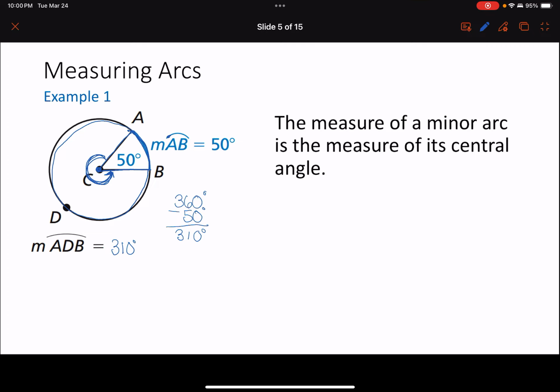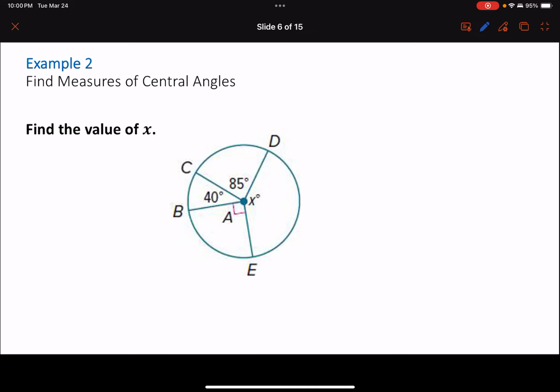Math is easy, it's just a matter of keeping track of what all the notation means. For example 2, we want to find some more central angles by figuring out the value of x. So is x a major or minor arc? It's less than a straight line, so it's a minor arc, so DE is a minor arc. And when we want to figure out what x is, we see that we have an 85 degree angle, a 40 degree angle, and a 90 degree angle.